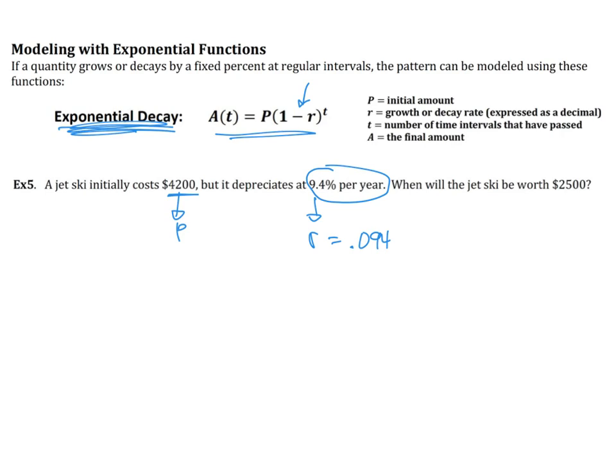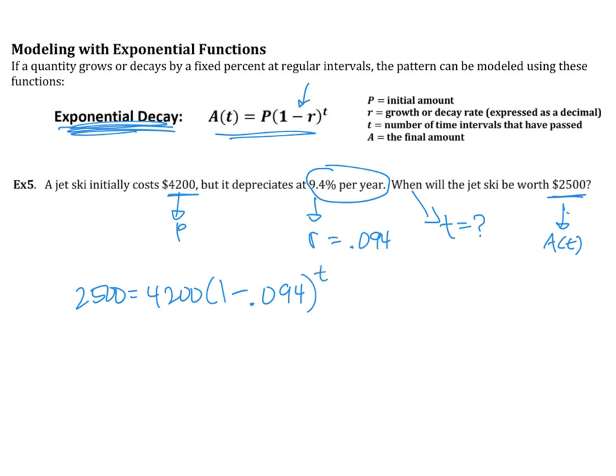And then when will a jet ski be worth $2,500? So that's my A of t, and the question is when, so I'm asking for time. So in other words, to show work, you're going to say 2,500 equals 4,200 times 1 minus 0.094 to the t power. So you can just plug this right into the calculator, or you can simplify it, up to you.